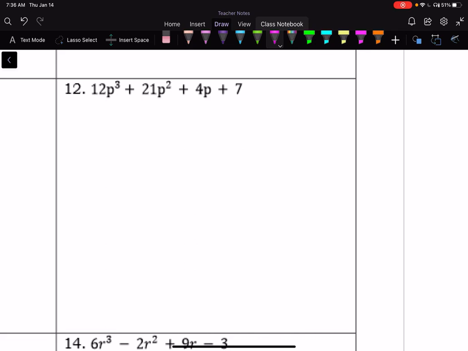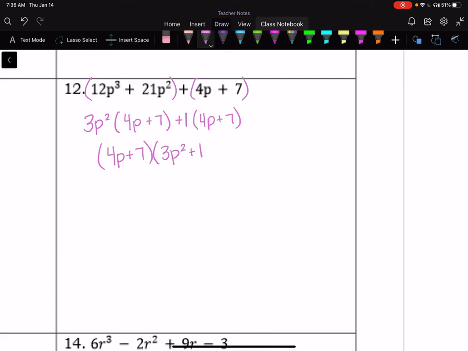Alright, for number 12, we'll group, take the GCF, which is going to be 3p squared. That leaves me with 4p plus 7. And my GCF of my second group is just 1, leaving me with 4p plus 7. My funny GCF is 4p plus 7, and that leaves me with 3p squared plus 1.